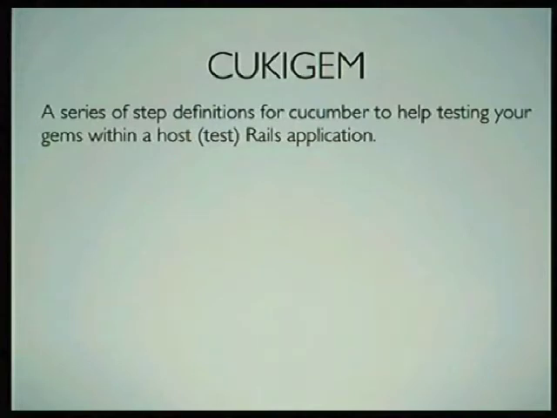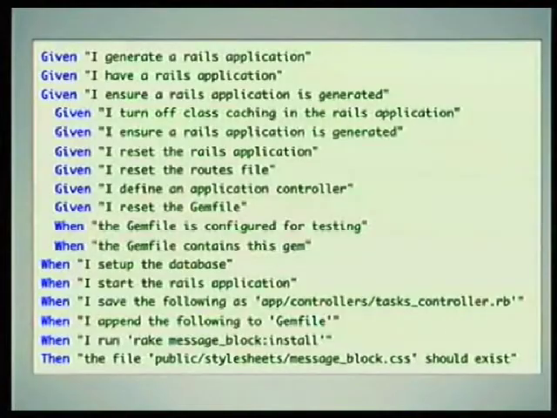So this project, this isn't a gem, it's just a collection of Cucumber step definitions, really. I created this out of this problem that I was trying to test message block in another gem of mine using Cucumber. So this tries to address all those problems, testing gems. It's just step definitions, and these are the step definitions it gives. So you see things like, given I have a Rails application, so it'll set up your Rails app. And the things indented there are what that basically does behind the scenes.